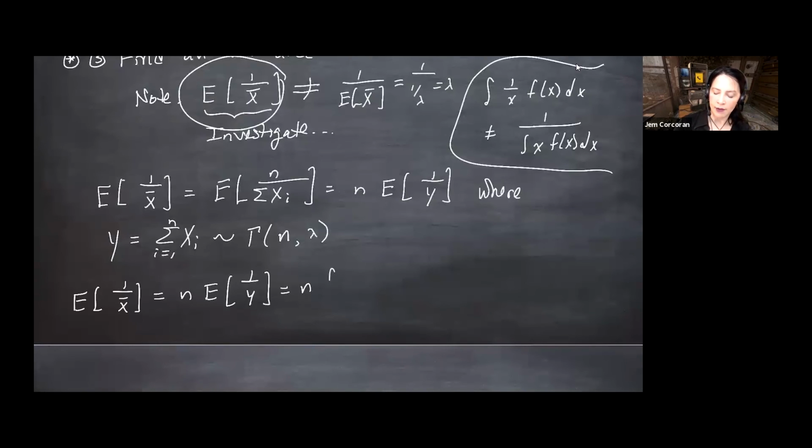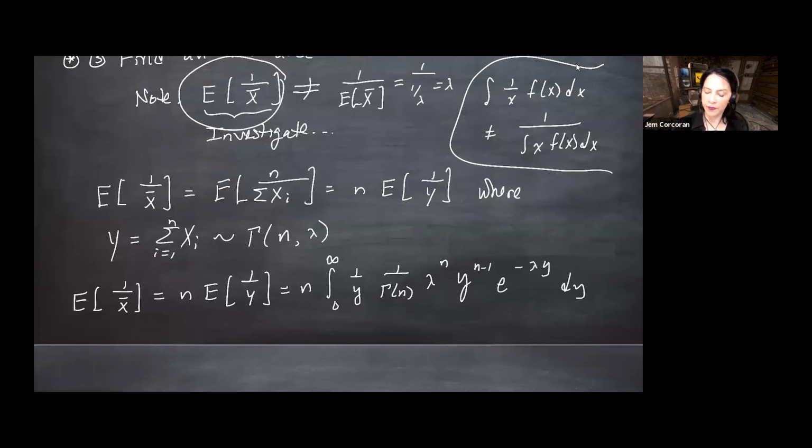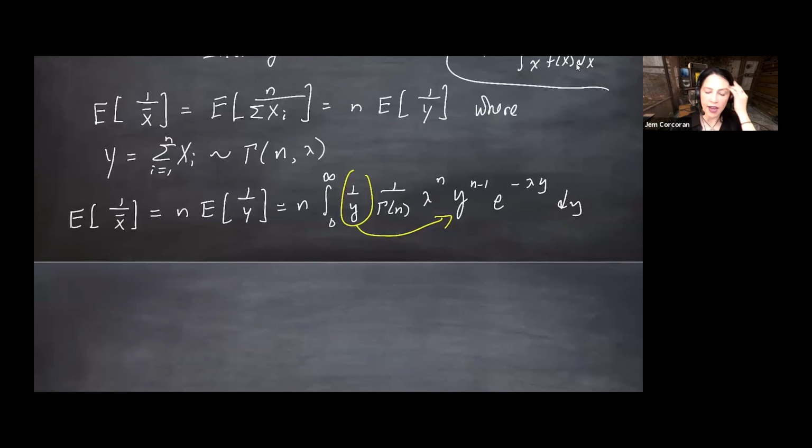This is n times the integral from 0 to infinity of 1 over y times the gamma PDF, which is 1 over gamma of n, lambda to the n, y to the n minus 1, e to the minus lambda y dy. And then we're going to suck this 1 over y into there and make it look like another gamma integral and integrate without integrating.